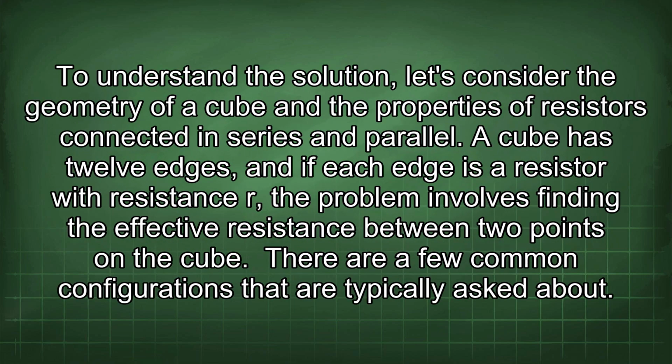To understand the solution, let's consider the geometry of a cube and the properties of resistors connected in series and parallel. A cube has 12 edges, and if each edge is a resistor with resistance R, the problem involves finding the effective resistance between 2 points on the cube.